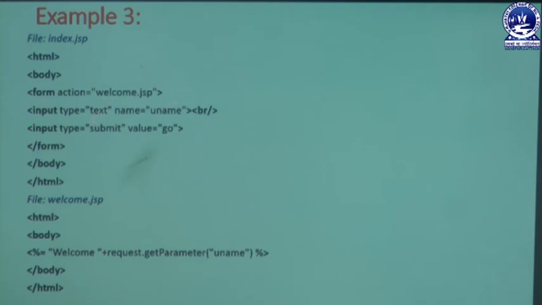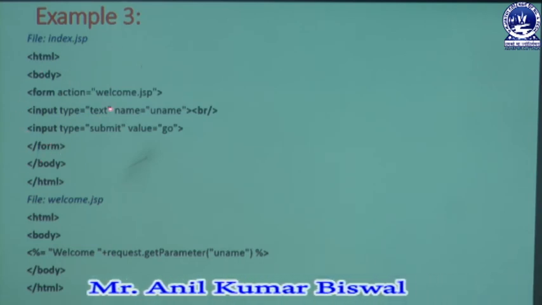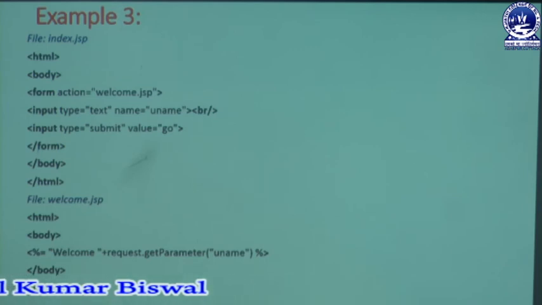We can also create a text box. In that text box we are going to write some name, and that name must be forwarded or transferred to welcome.jsp. In that welcome.jsp page we are going to display that name which is received from your HTML or JSP page, which is known as index.jsp. Whenever this HTML coding is executed, means the index.jsp coding is executed, then you are getting a web browser output.